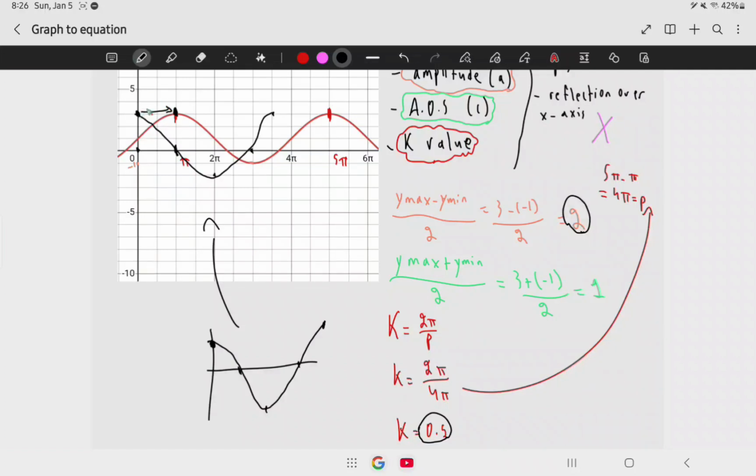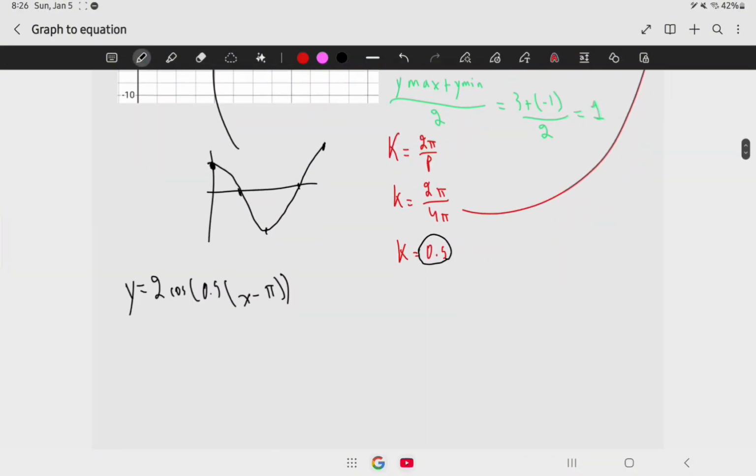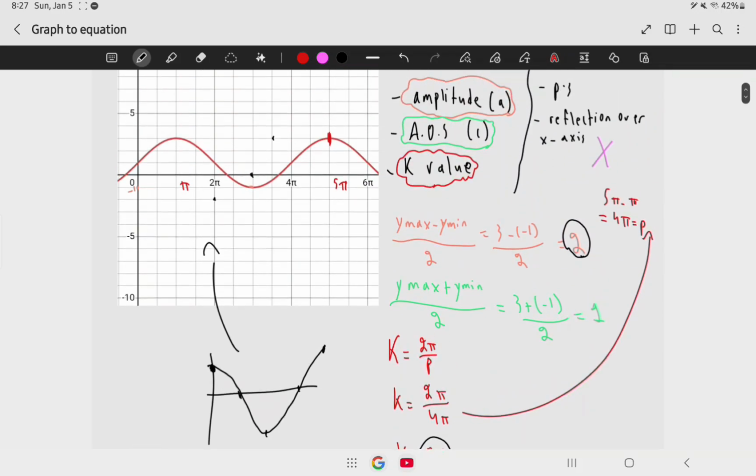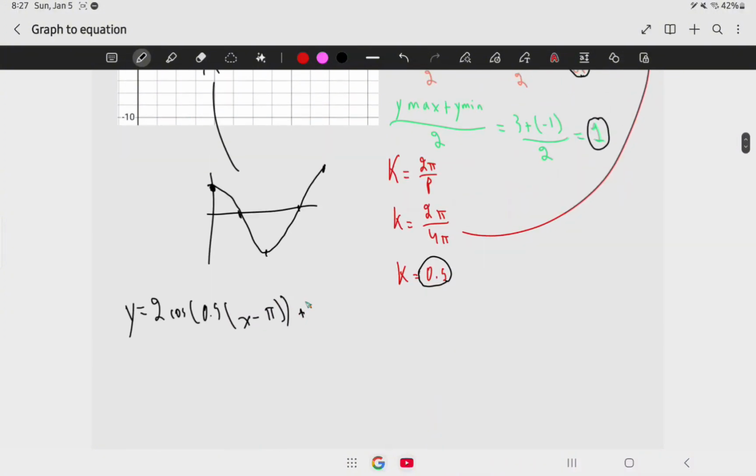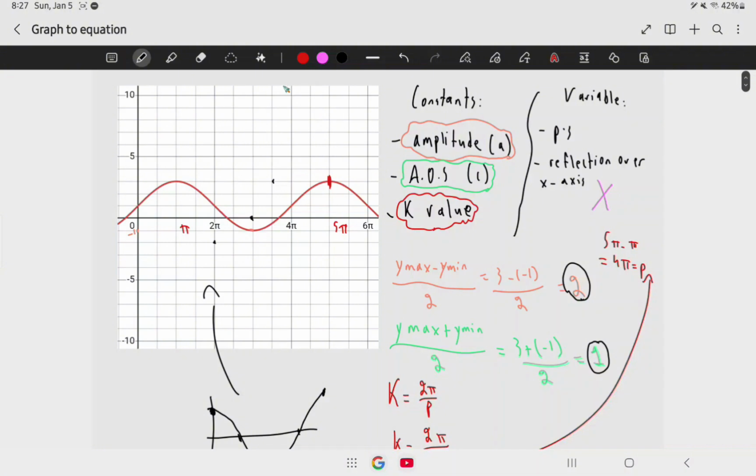But because this max is being shifted to the right by a pi, we do x minus pi. So now we have x minus pi, and then our last piece is our axis of symmetry, our c value, which is 1. And then we have plus 1. And if you graph this in Desmos or just on paper or by hand, then you should come to the same graph up here.